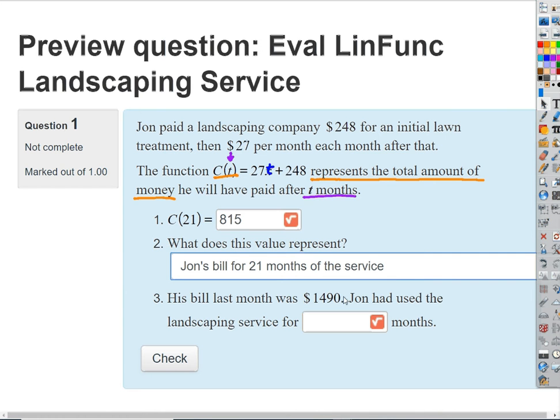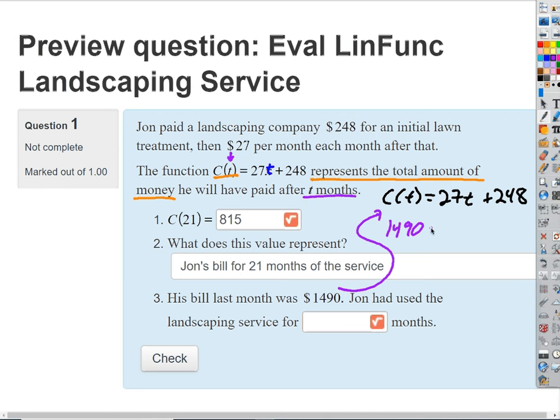What is 1490? Is that a value of C or T? That's C, right? So all we've gotta do here is plug this into the function for C, and we're gonna solve for T, right? So we'll take our original function up here. C of T equals 27T plus 248, and we're gonna plug 1490 in for C.